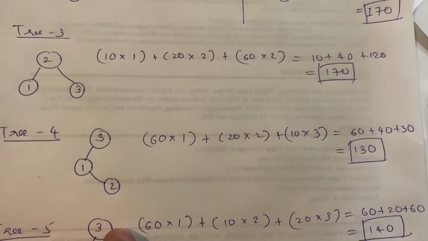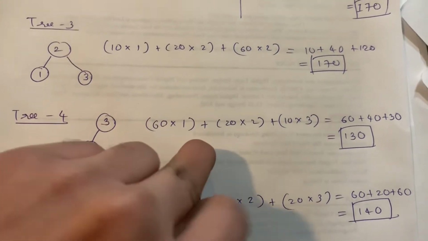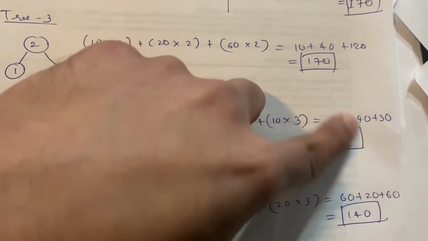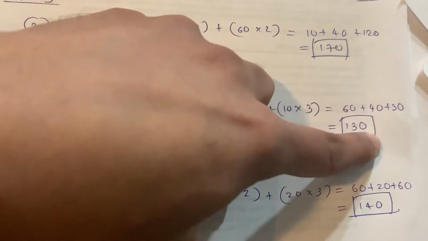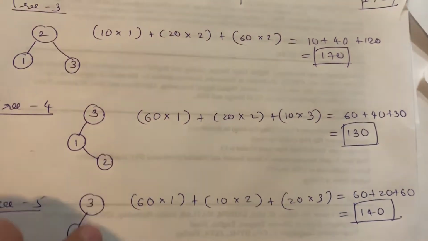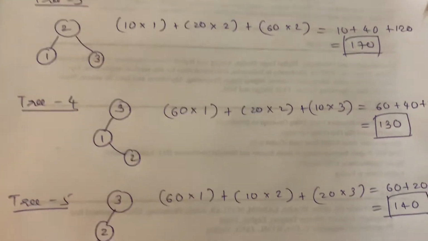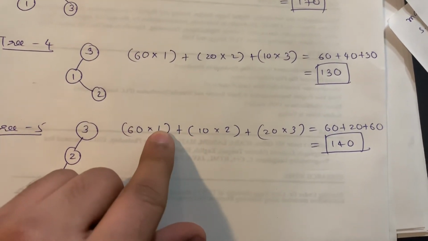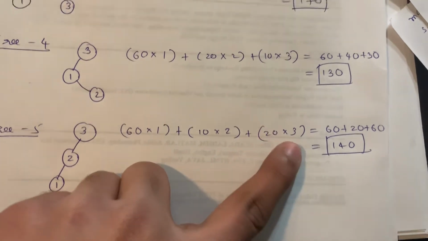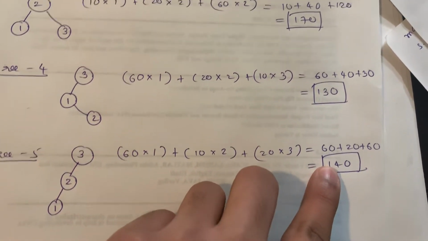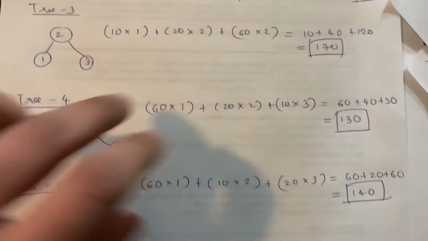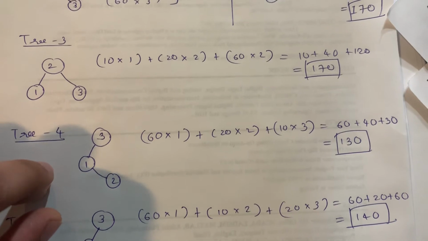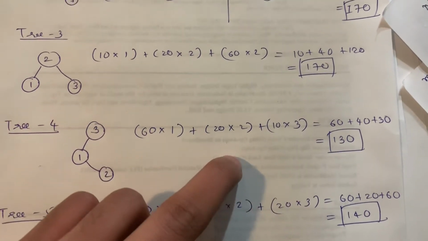Similarly, we do the fourth one, and we find that we got the value as 130. Interesting. So this is the best we have so far, because we want the optimal, we want the minimum cost of search. And all right, do we have a contender in tree number 5? Let's see. It is 3, 2, 1: 60 multiplied by level 1, 10 multiplied by level 2, and 20 multiplied by level 3, which gives us 140. So close, but not the best. So for this particular problem, we finally found out that tree number 4 is the optimal binary search tree.